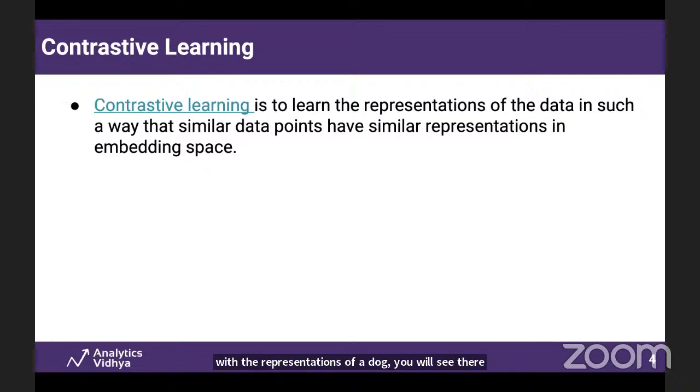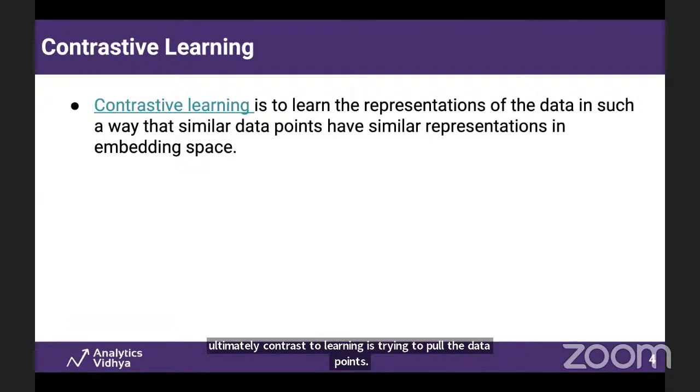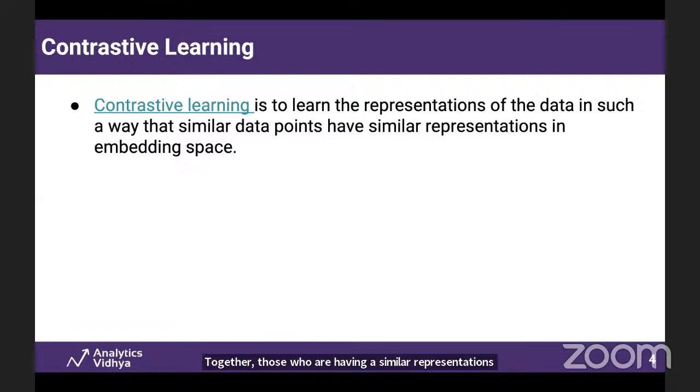Ultimately, contrastive learning is trying to pull together the data points that have similar representations, and push far from each other the data points whose representations are totally different. By doing that, it will be easy for us to cluster or classify the data points, because we have totally different representations based on different clusters or classes.